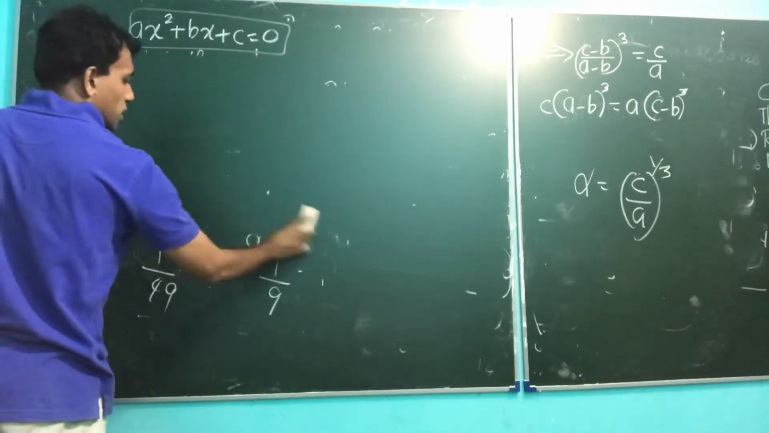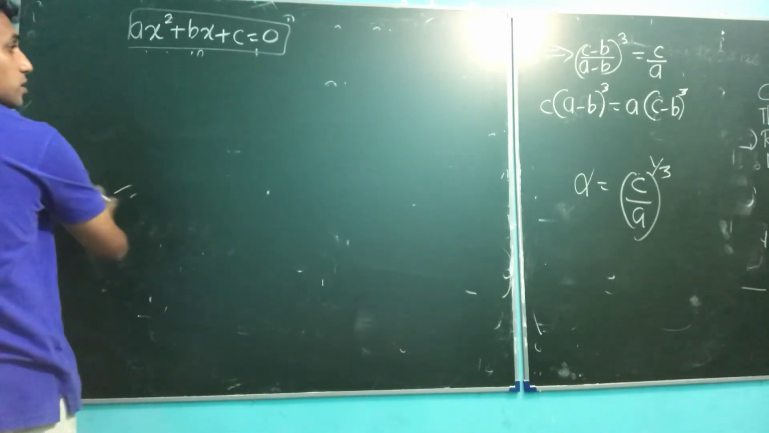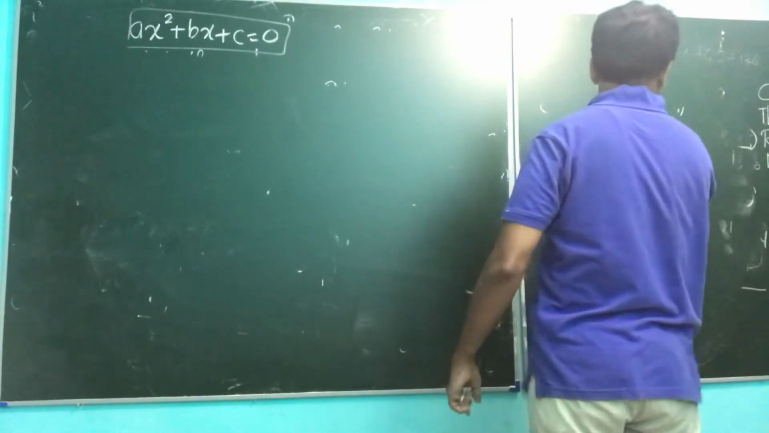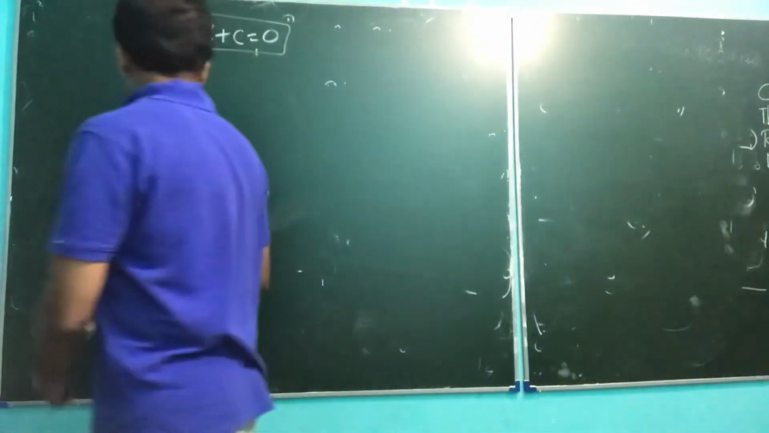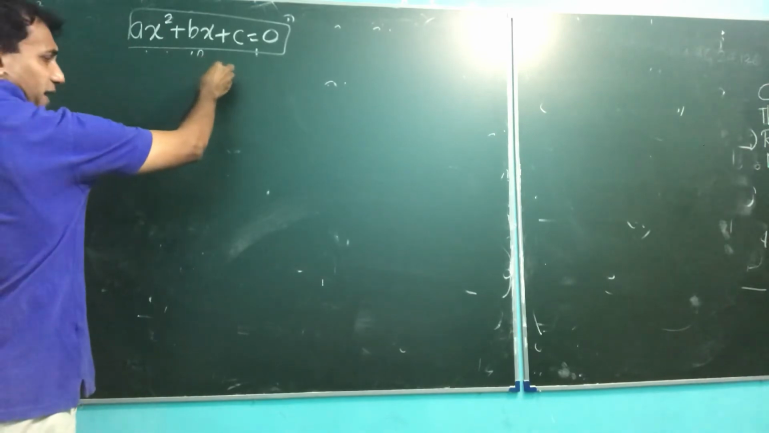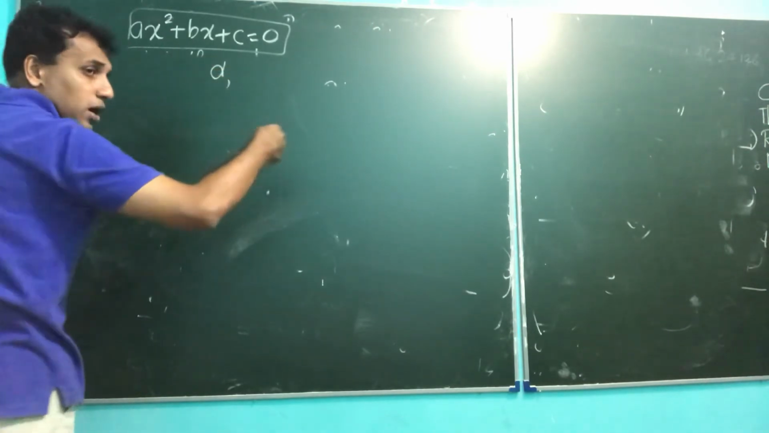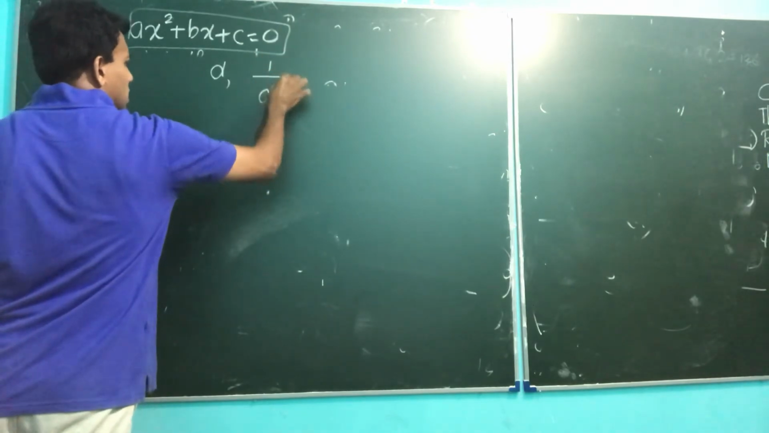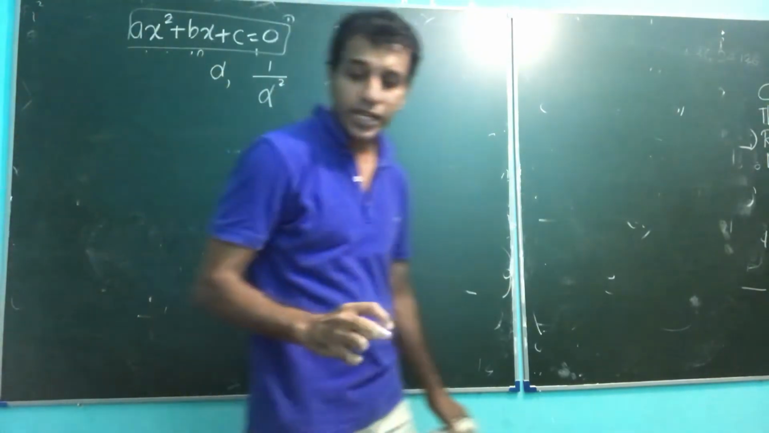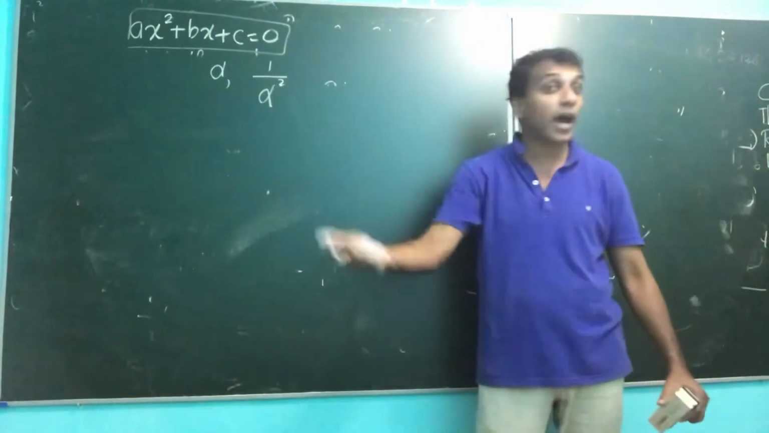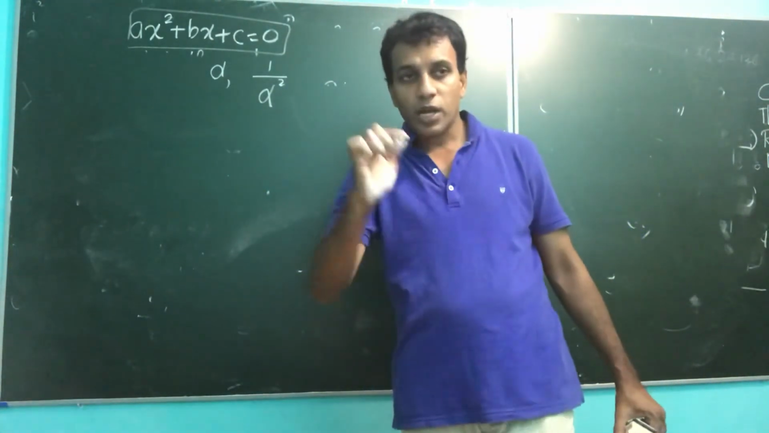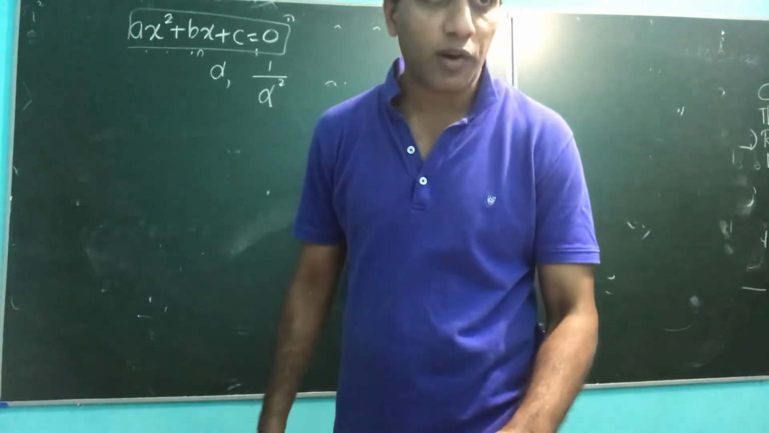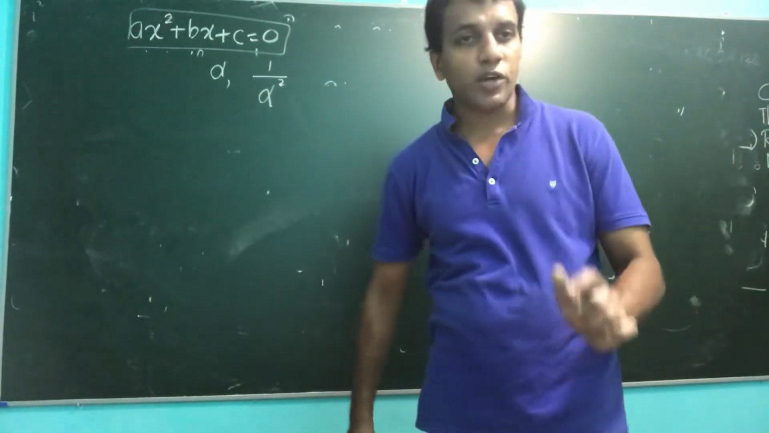So let the roots be alpha and beta, say 1 over alpha square. That's the method. One root is the square of the reciprocal of the other, not just the reciprocal. If one is 5, the other one is 1 over 25. If one is 7, the other one is 1 over 49.